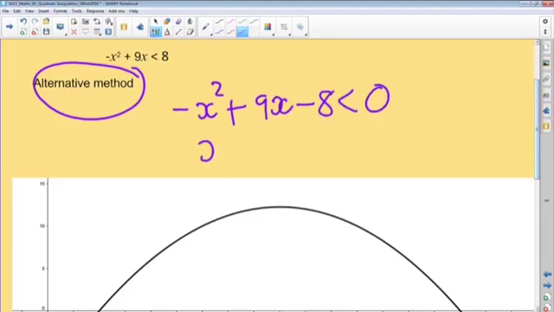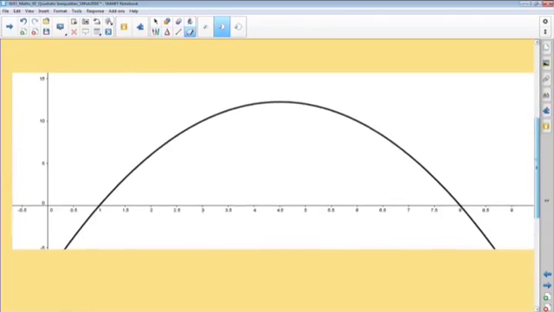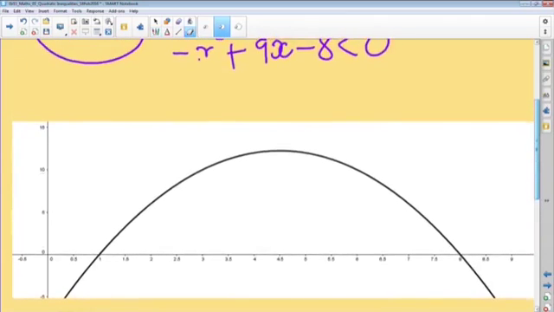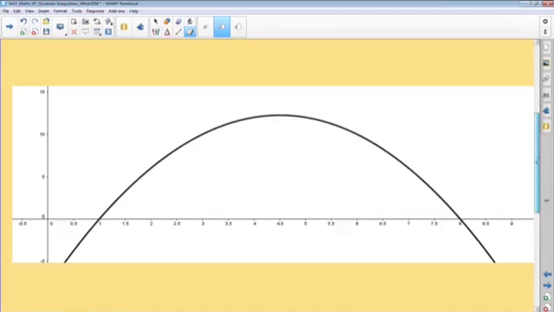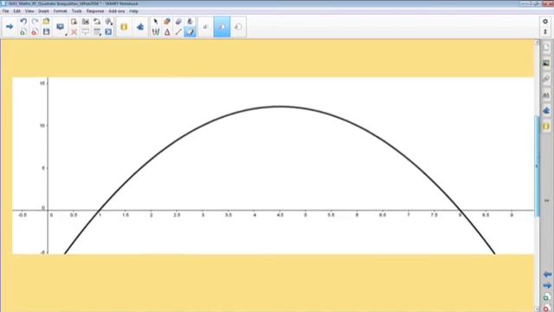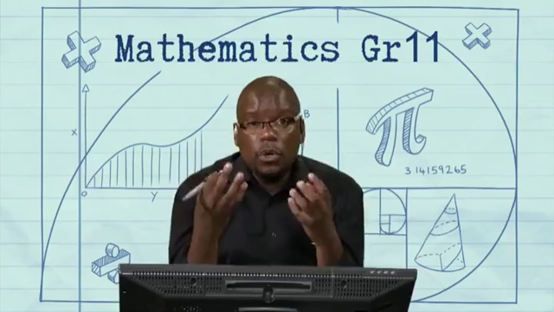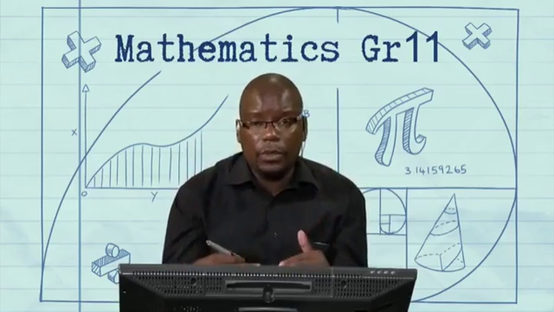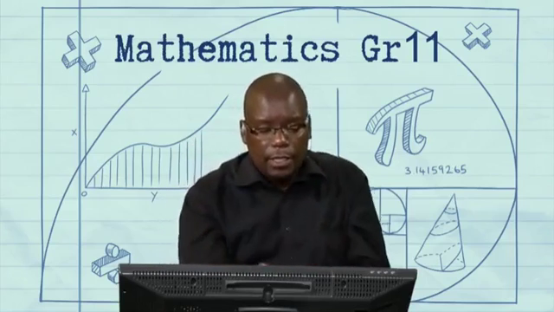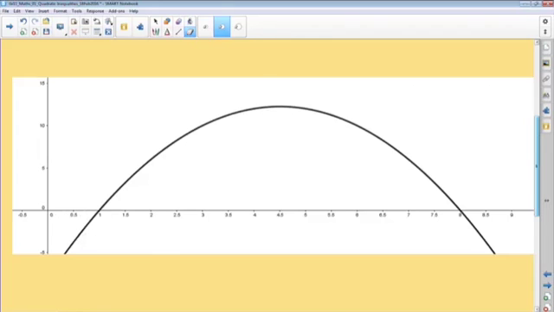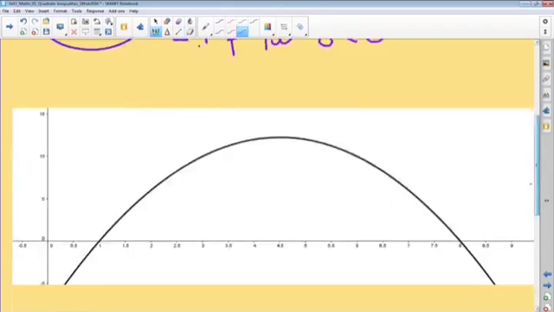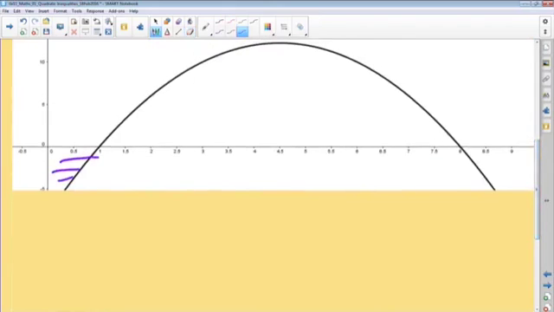But this is now x squared, right? Okay. This is your graph, all right? This is minus x squared plus 9x minus 8. Where is it less than 0, all right? Where is this function less than 0? In your head, it has to always say, okay, with less than 0, it's always below the x-axis. So it's all the way here, okay? This side, right? And then also that other side.